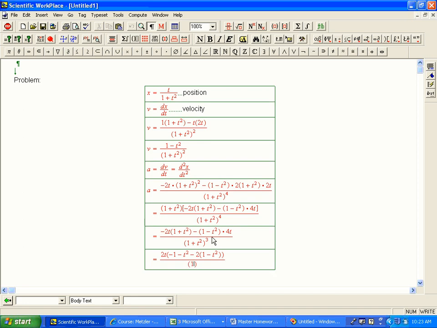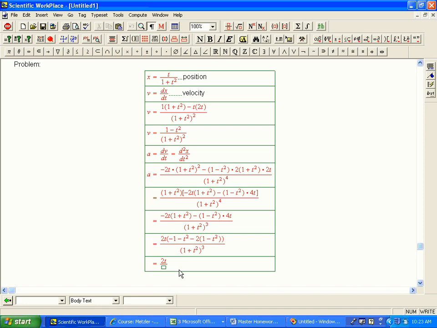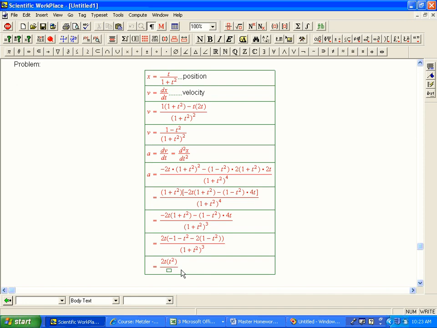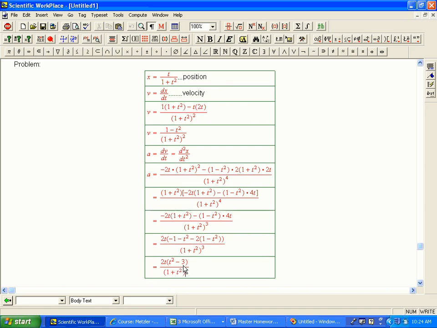Let's hope I'm doing this correctly, or else I'll just show the world my algebra errors. Okay, so now that's going to be 2t times, we're getting a plus 2t squared minus t squared, so that's a t squared. And then we're getting a minus 1 and a minus 2, so minus 3. Yay, and that's the right answer. Over 1 plus t squared cubed.